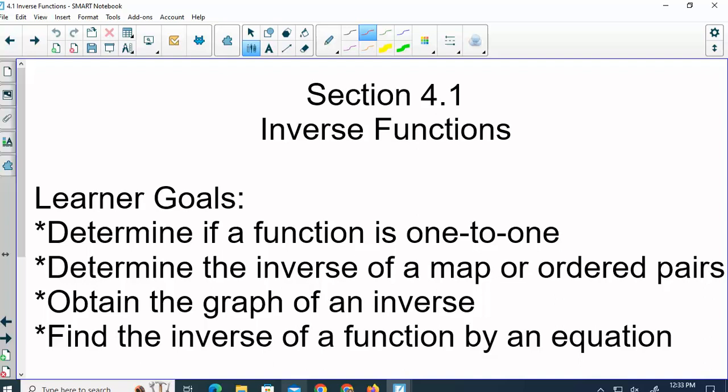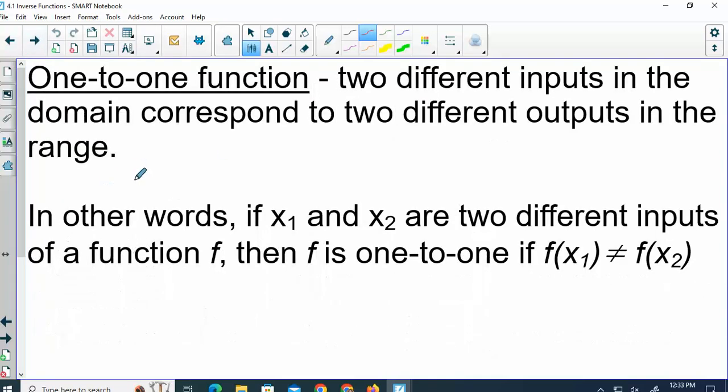We're talking about inverses today. So you did some of this in Algebra 2, but we're definitely doing more with it than you did then. So we know that if something is a function, that means the x never repeats. If something is one-to-one, that means y never repeats.